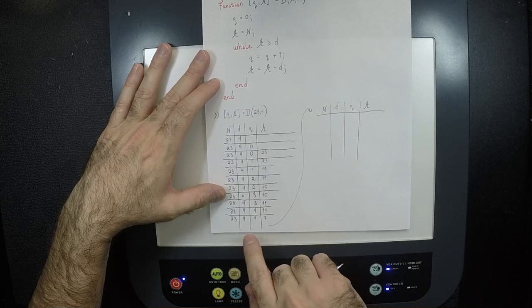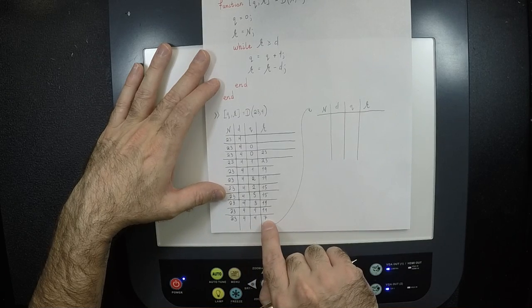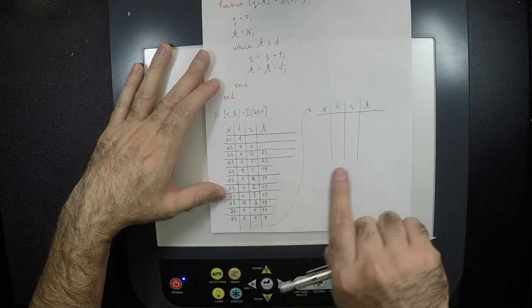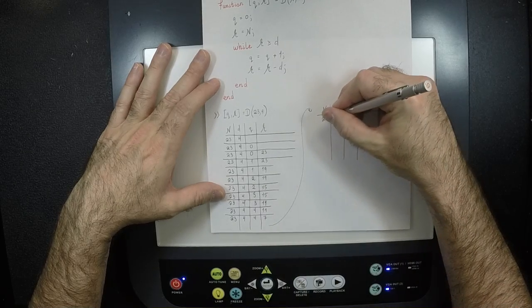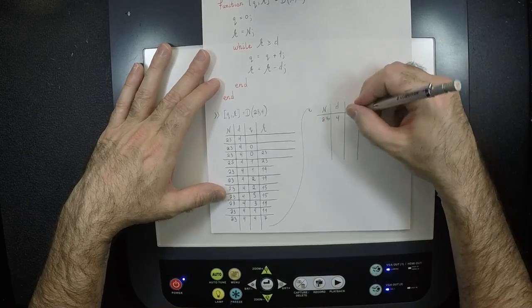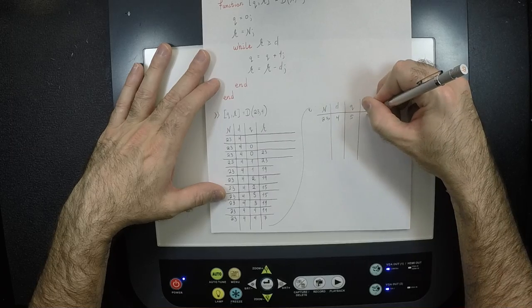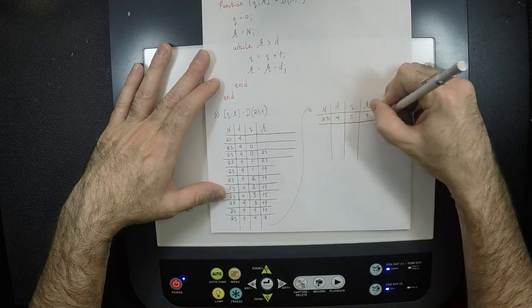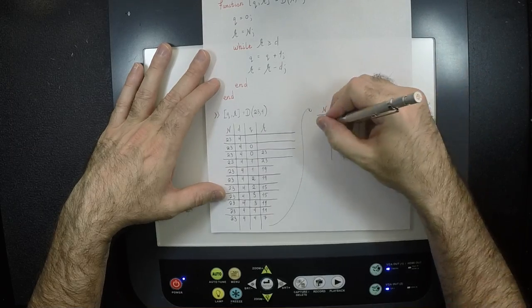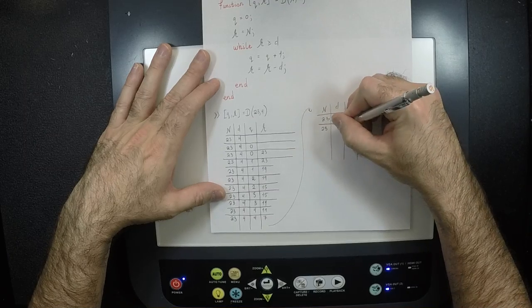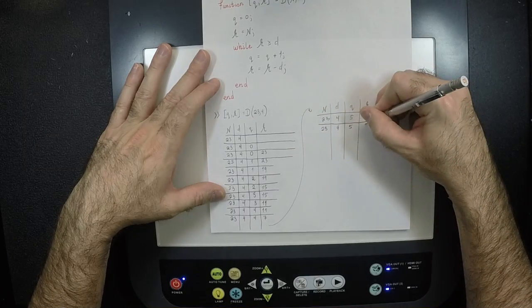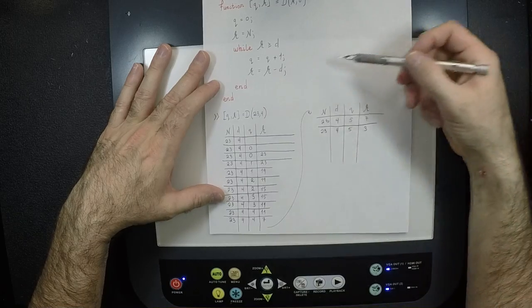Okay, so then I just decremented R, which means I jump back to the top. This is still 23. This is still 4. Now I'm going to increment Q to be 5. This is still 7. Now I'm going to decrement R to become 3.